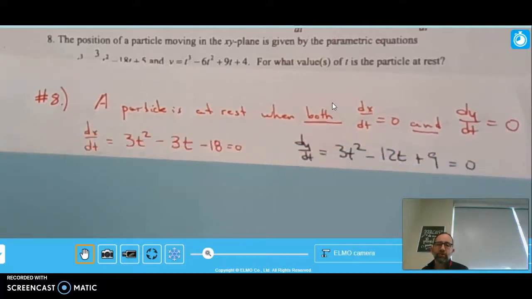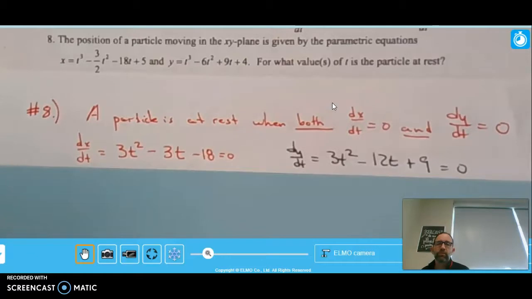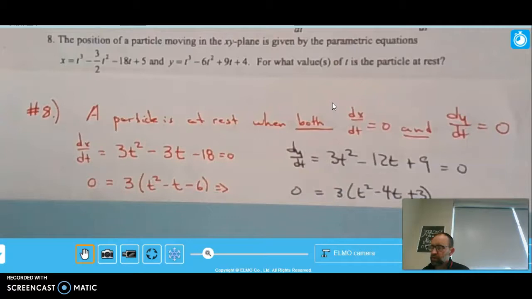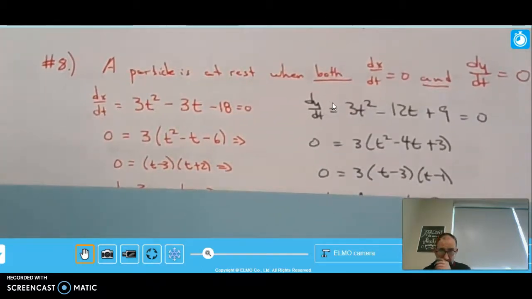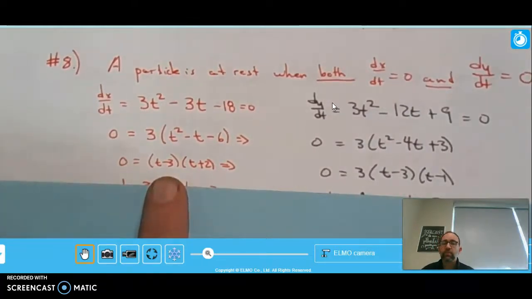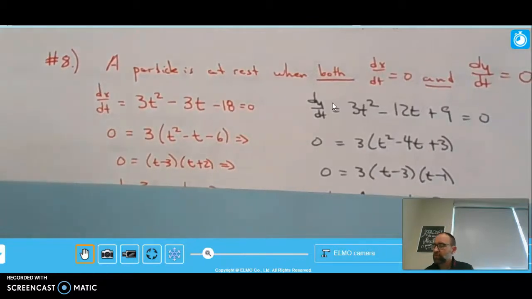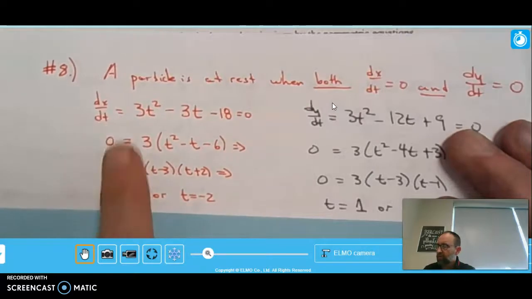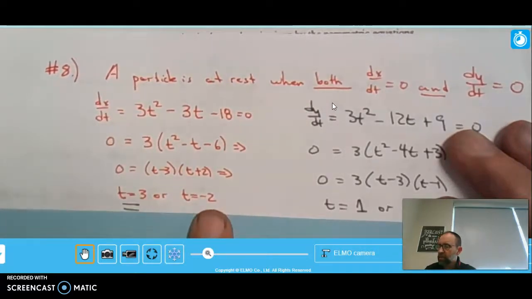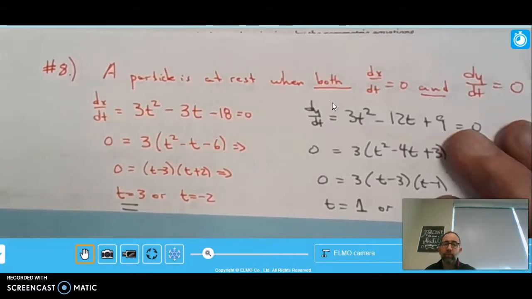So we find the first derivative using the functions that were given to us in problem 8. We set those derivatives equal to 0. The first one and the second one will both factor. We can take a common factor of 3 out of both. When I divide both sides by 3, dx/dt factors into t minus 3 times t plus 2, so the times when the particle will not be moving left or right, because dx/dt is 0, are at negative 2 and positive 3.